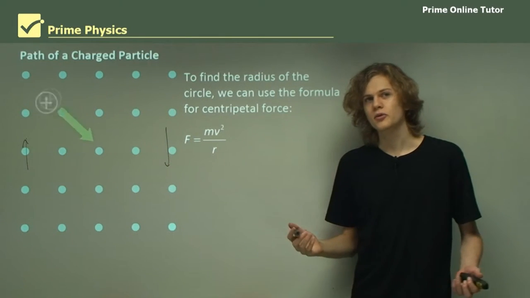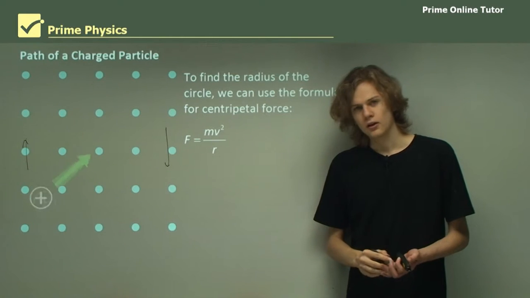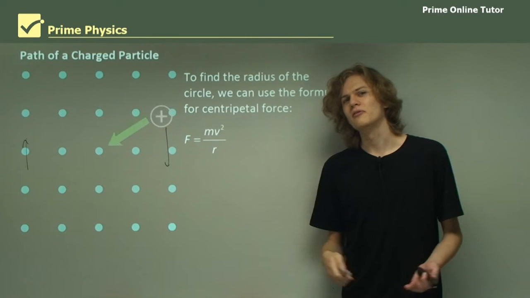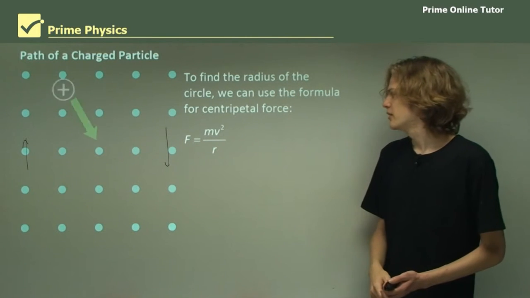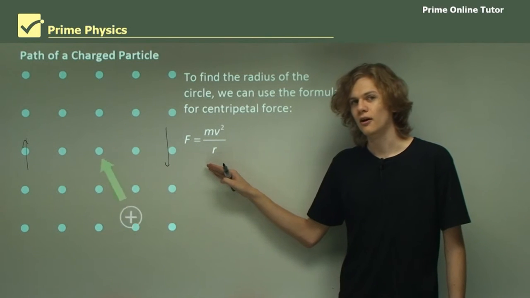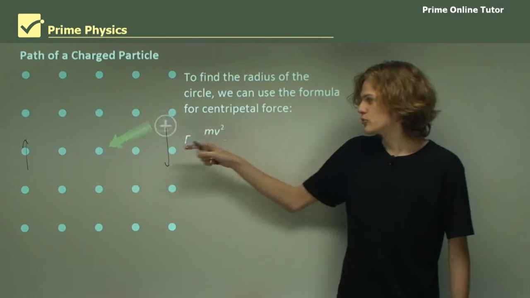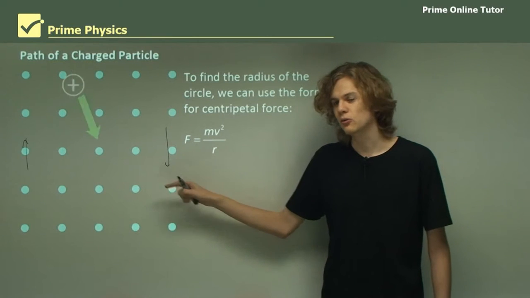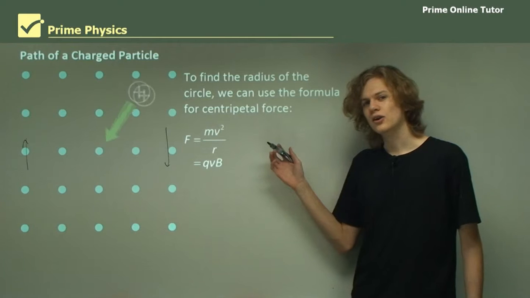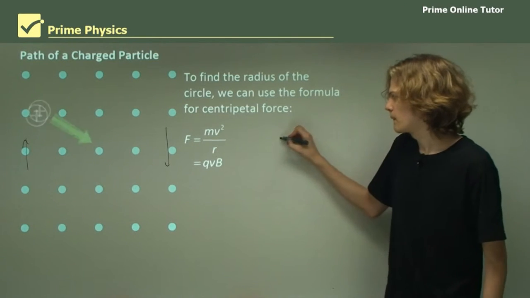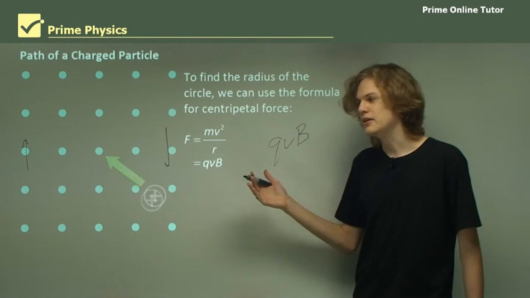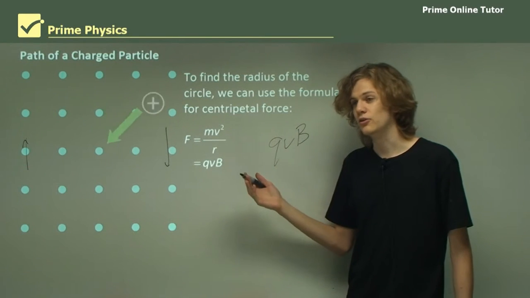Now, because we're working with an object traveling in a circle, we can use centripetal force to describe it, which of course I'm sure you all remember from year 11. So the equation for centripetal force is F equals mv squared on r. We also know that the strength of the force acting on this particle is given by qvB. So by equating these two, we can find out a few things about the path that the particle is moving in, particularly its radius.